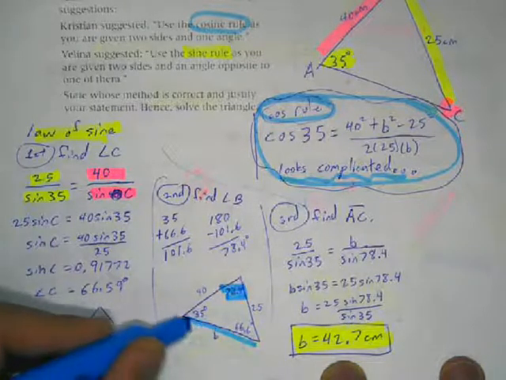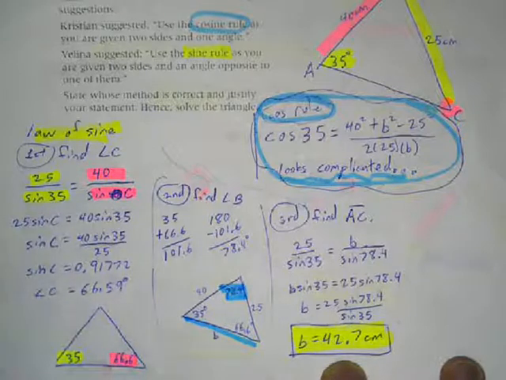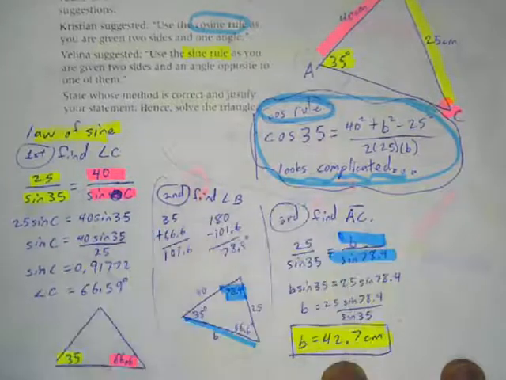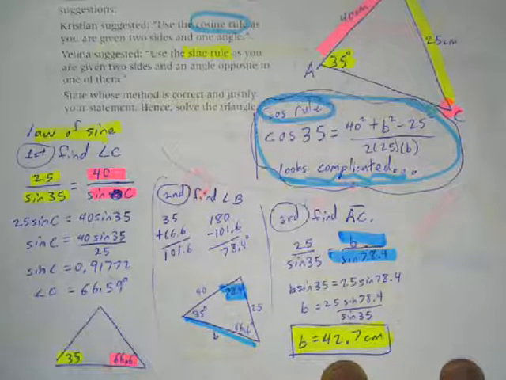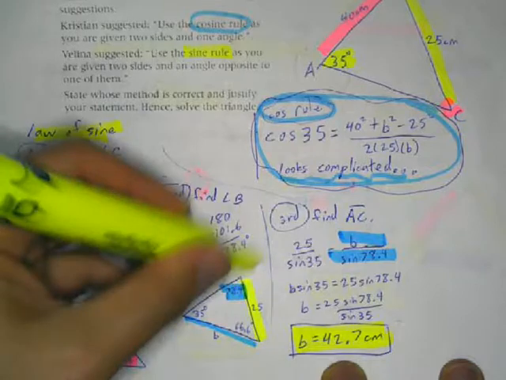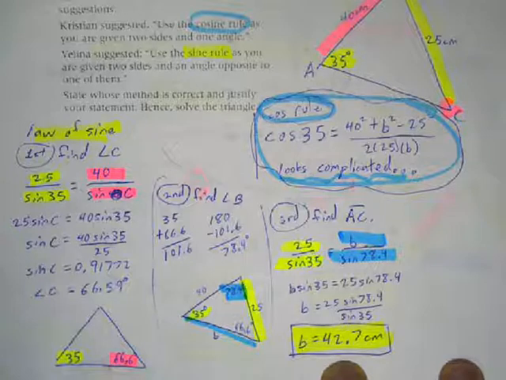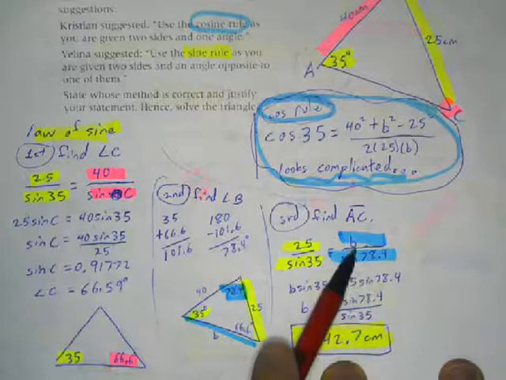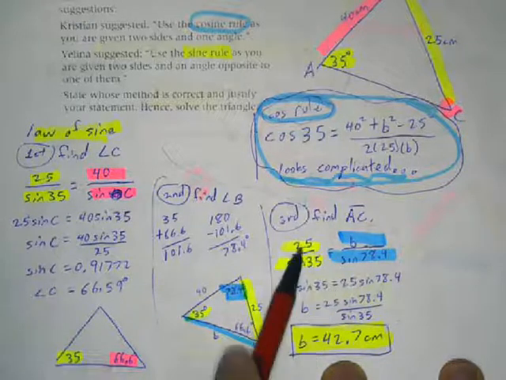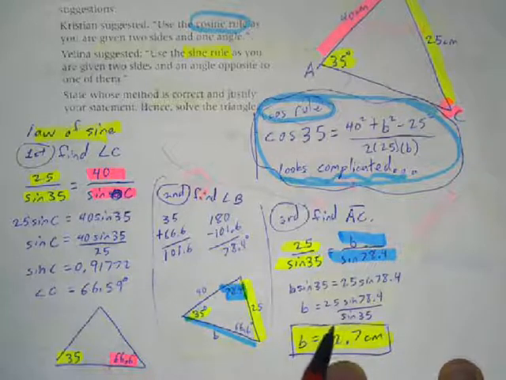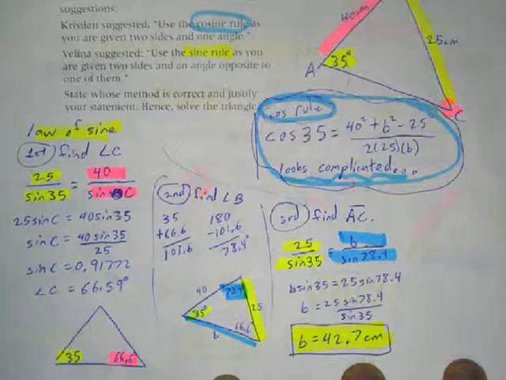So now to figure out side B, I can use the law of sine again. So I could say B over sine 78.4 is equal to 25 over sine 35, right? Then just like in the first step, I can cross multiply. B times sine 35 equals 25 times sine 78.4, and divide both sides by sine 35, and then you get B is 42.7. I hope this helps.